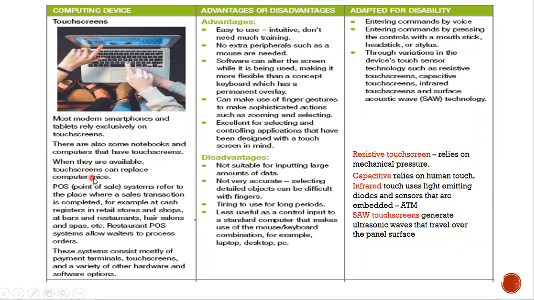Touch screens can, when they are available, replace your mouse, because you can point on the touch screen instead of using your mouse pointer. Point of sale systems refer to the place where a sales transaction is completed, for example at cash registers in retail stores, shops, restaurants, and hair salons. The point of sale system allows waitresses to process orders. Most of these systems have touch screens, making them easier to work with, and this has to be controlled using a variety of hardware and software options.